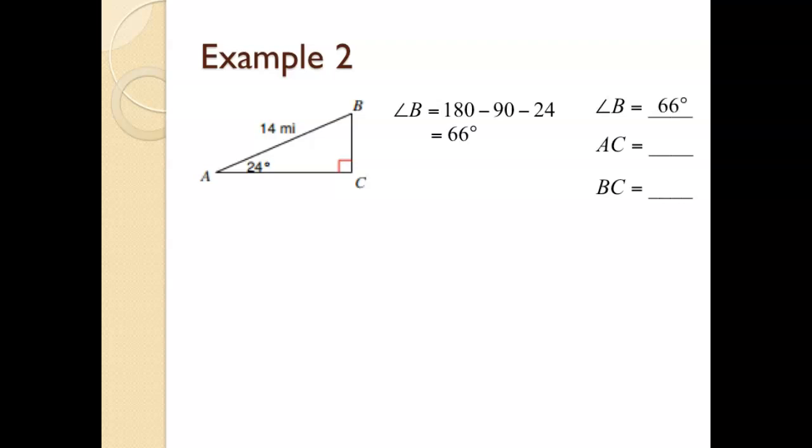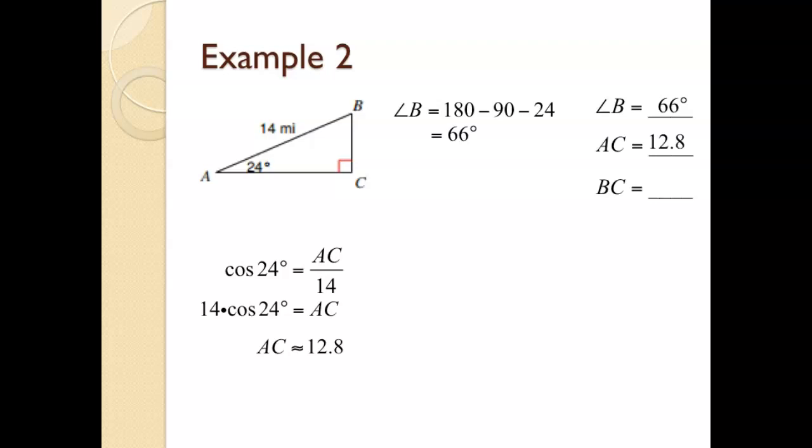Next, let's solve for AC. Now AC is adjacent to the 24 degree angle, and we are given the hypotenuse, AB. So with the adjacent leg and the hypotenuse, we're going to use the cosine ratio. So cosine of 24 is equal to AC over 14, and I'm going to solve for AC by multiplying both sides by 14. That leaves me with AC being about 12.8.